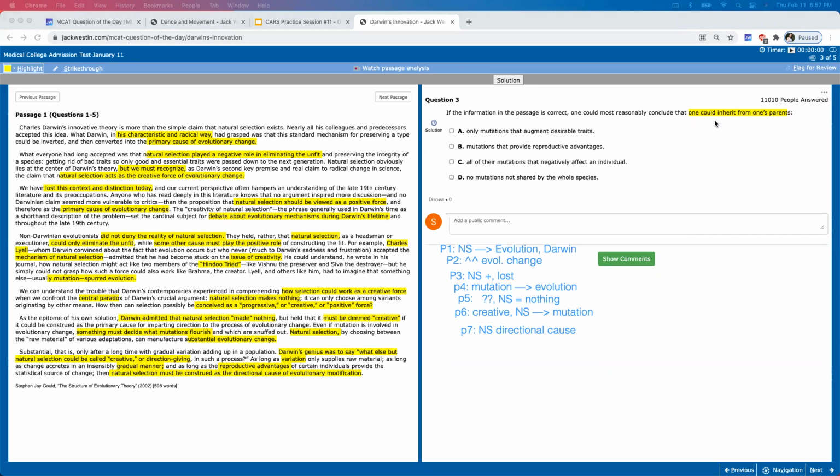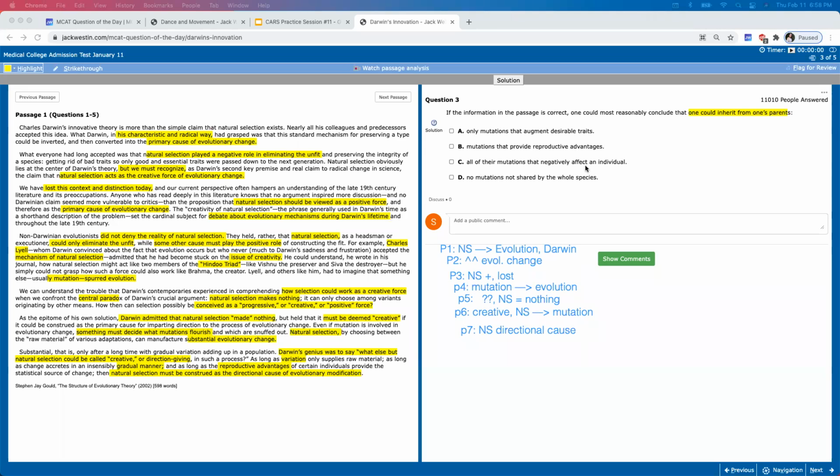Okay, so what can we inherit from one's parents? I'm seeing some A's and some B's. Let's go through this. Only mutations that augment desirable traits. Interesting, we can keep that for now. Mutations that provide reproductive advantages. We can also keep that. That was mentioned somewhere.